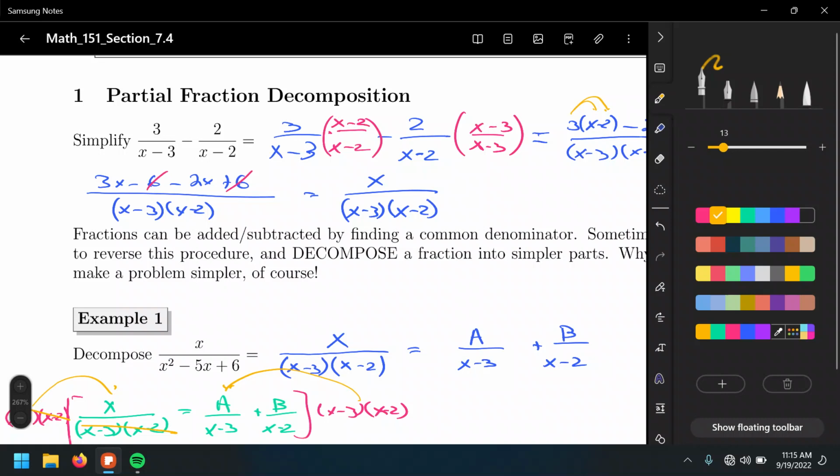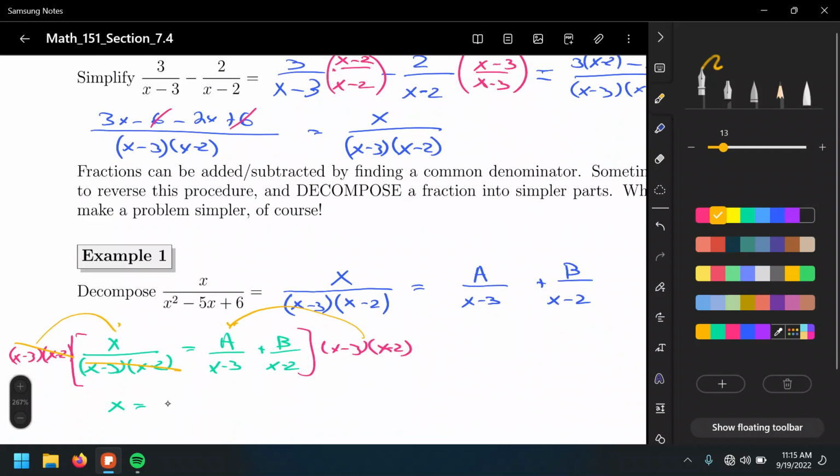You guys following me here? So a times x minus 2. And then when we do the distribution over the second term on the right hand side, see how the x minus 2's cancel, leaving us with b times x minus 3.